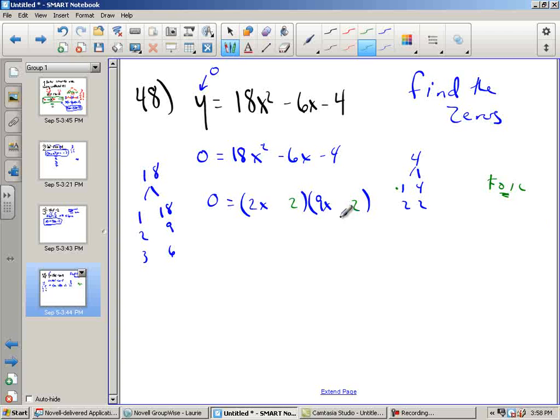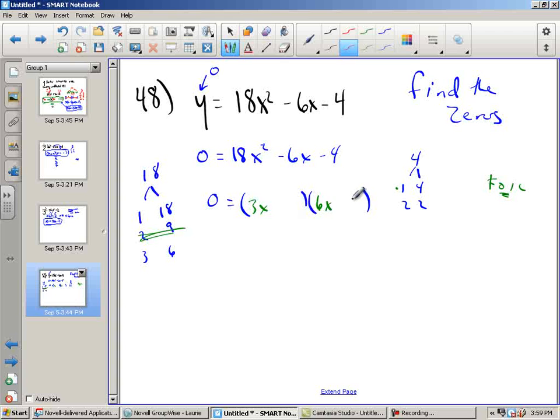2 and 2, it won't matter where I put them, but I'll get 18 and 4. 18, 4. That gives me 22. Not a good answer. Or it would give me 14. Still not a good answer. So that tells me that 9x and 2x are not going to work. Again, this is guessing and checking. No easy way to do it. Another one, let's stick with the 3 and 6 maybe. So we'll go 3x, 6x.